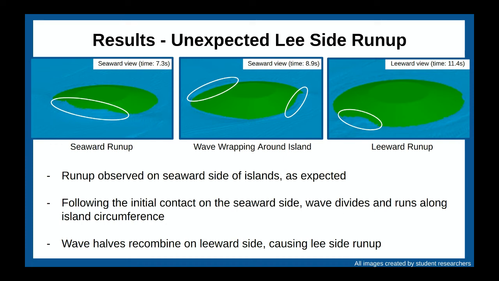Progressing from left to right, runoff was first observed on the seaward side of the island, as expected. Following the initial contact with the seaward side, the wave divides and runs along the island circumference, recombining on the leeward side, resulting in leeward side runoff.